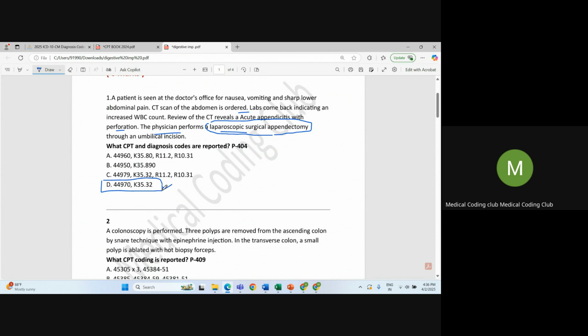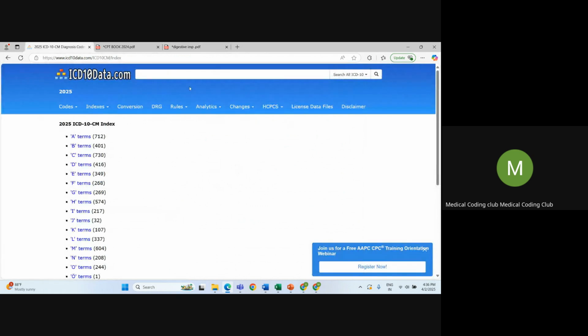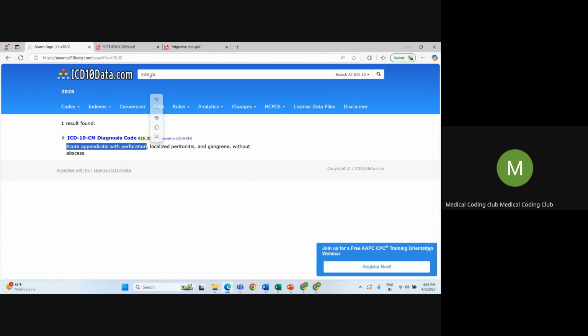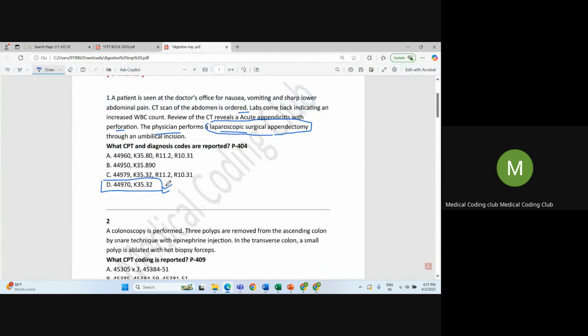So option D is correct, 44970, and K35.32 you can check, acute appendicitis with perforation. So this option D is correct.